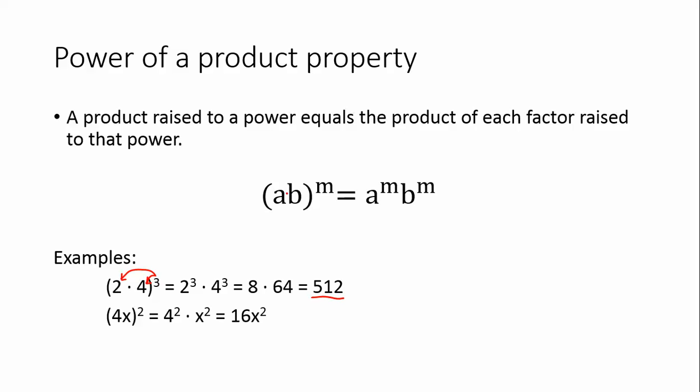In the second example, we have 4x squared. So the 4 and the x are inside the parentheses. They're both being squared. So it's 4 squared and x squared. 4 squared is 16. X squared can't be simplified, so we get 16x squared.